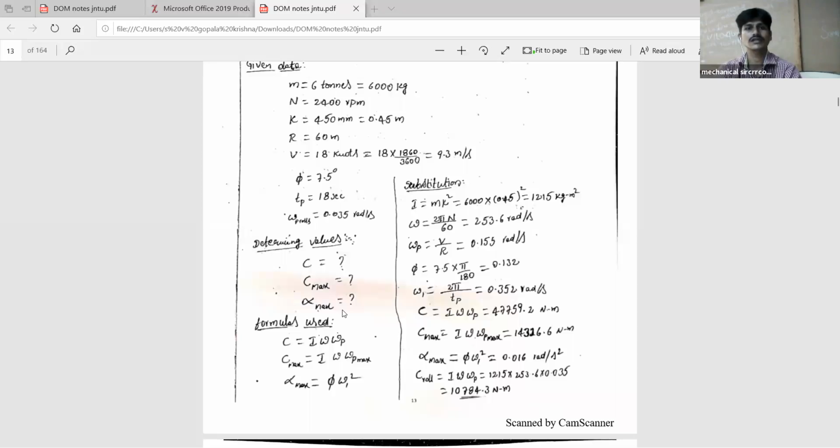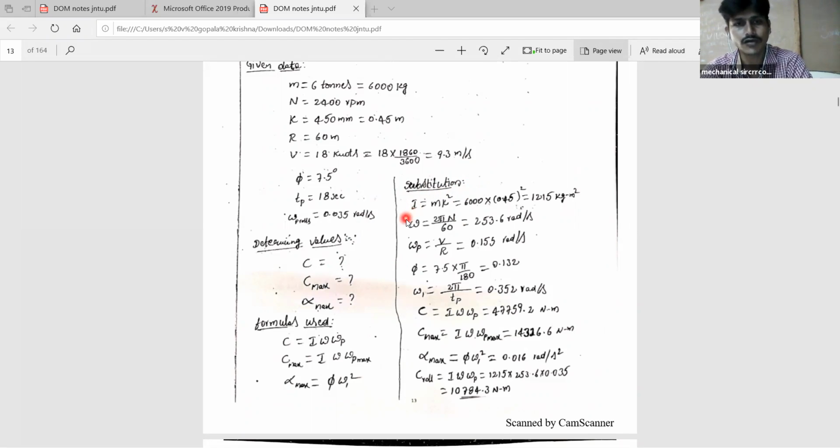Now that we have the given values and determining values, let us take the formulas used in our problem. Generally, C equals I omega omega P, and C max equals I omega omega P. The alpha max angular acceleration formula from our previous derivation is phi into omega 1 square. Those are the proceeding steps. Now going to the next one, the solution.